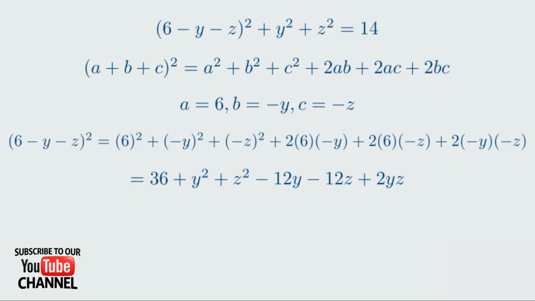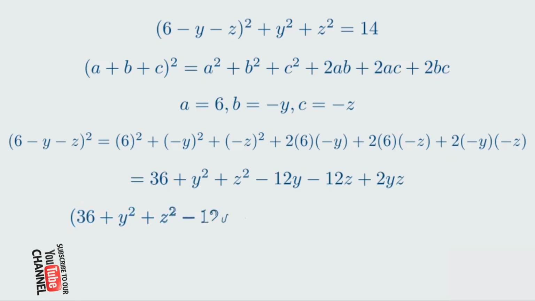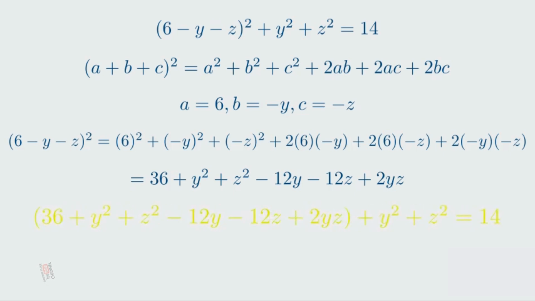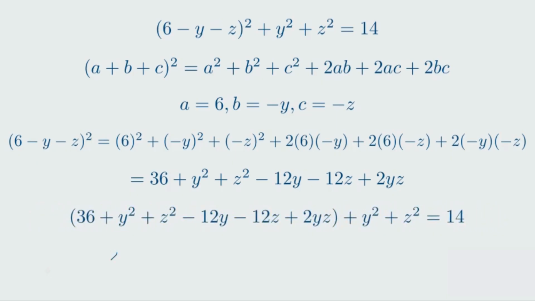Now, let's substitute this back into our main equation. We replace the squared term with its expansion. Our equation is now 36 plus y squared plus z squared minus 12y minus 12z plus 2yz plus the y squared and z squared that were already there, all equals 14. Let's combine the like terms. Notice we have 2 y squared terms and 2 z squared terms. Combining them gives us 2y squared plus 2z squared plus 2yz minus 12y minus 12z plus 36 equals 14.